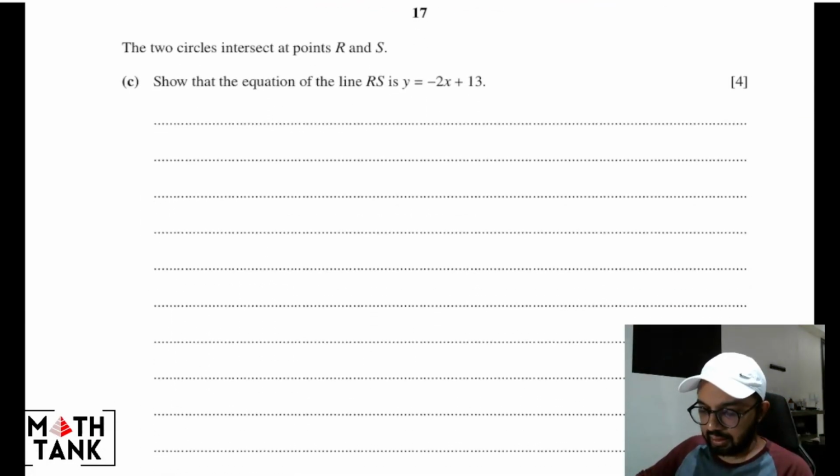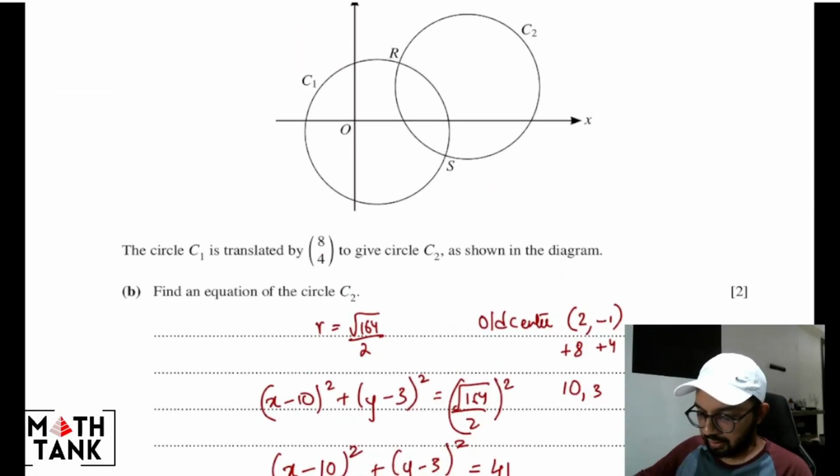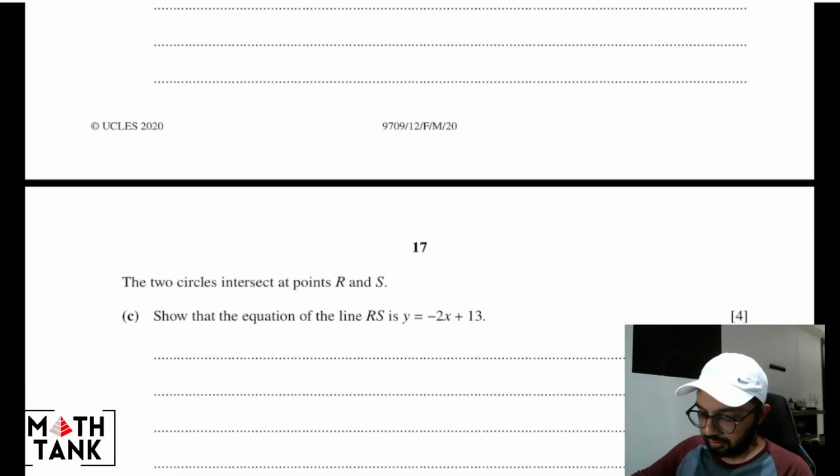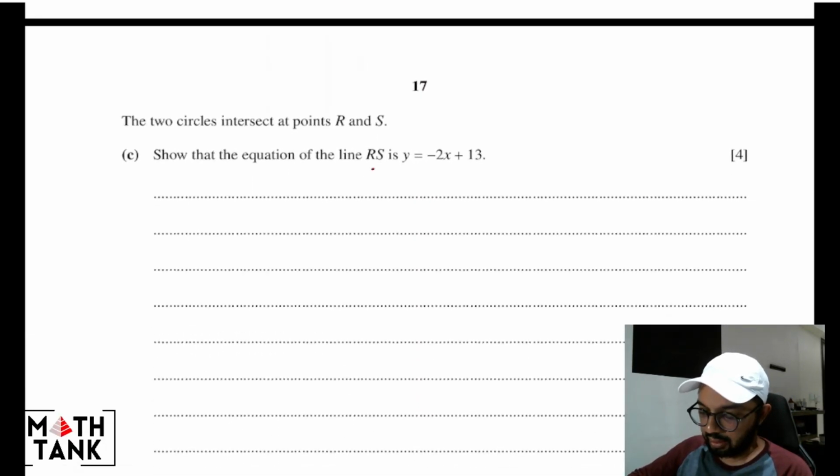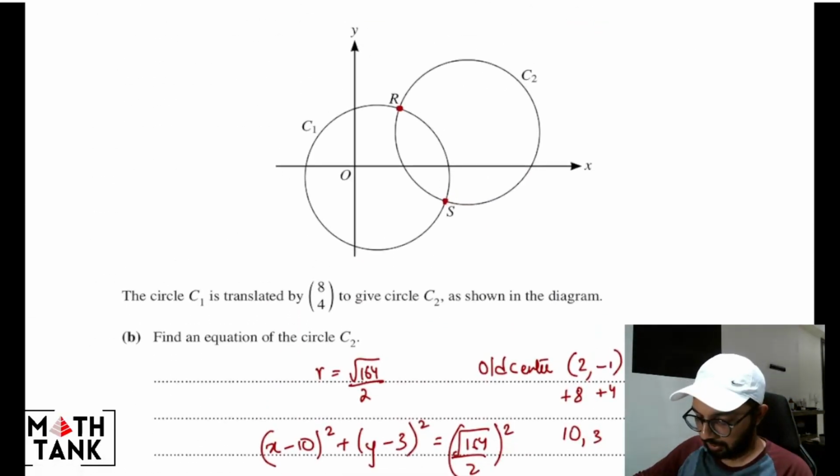Then it says the two circles intersect at the points R and S. So I can see that they are intersecting at R and S. Show that the equation of the line RS is y equals minus 2x plus 13. Now I need to show the equation of this straight line that is passing through here.